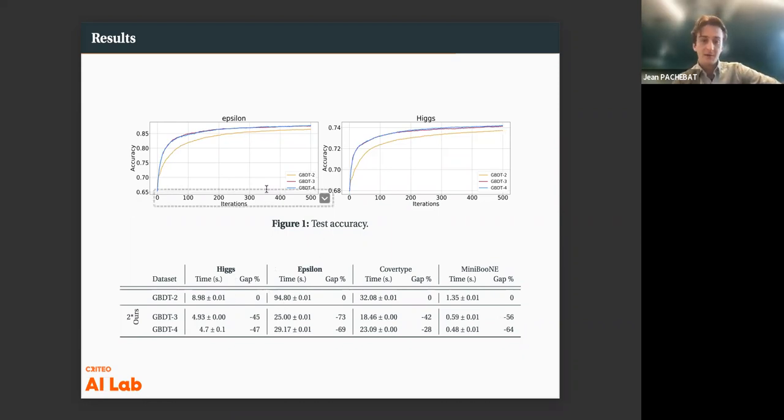And here I plotted two plots of the test accuracy metric for two datasets. For each plot, we have the second order version, the third order version, and the fourth order version. We can see that there's a clear acceleration in training when we go higher in the optimization order.